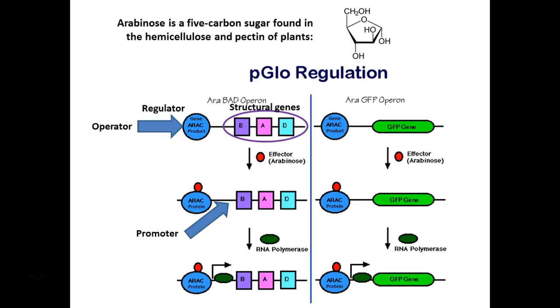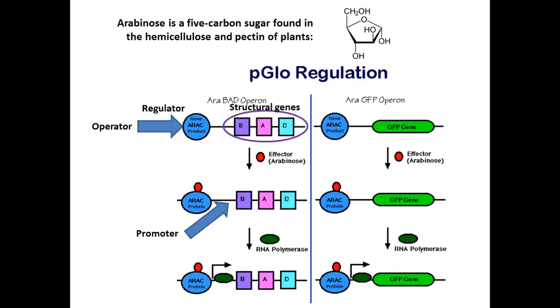Sure, why not, right? But instead we've tricked the system. Instead of the enzymes on how to digest arabinose, we gave it the information, the gene, to make green fluorescent protein. So what happens is when arabinose binds to the regulator protein, the promoter becomes available, RNA polymerase binds, but now instead of making the enzymes to digest arabinose, it makes green fluorescent protein. We switched it out. Does that make sense to you guys?